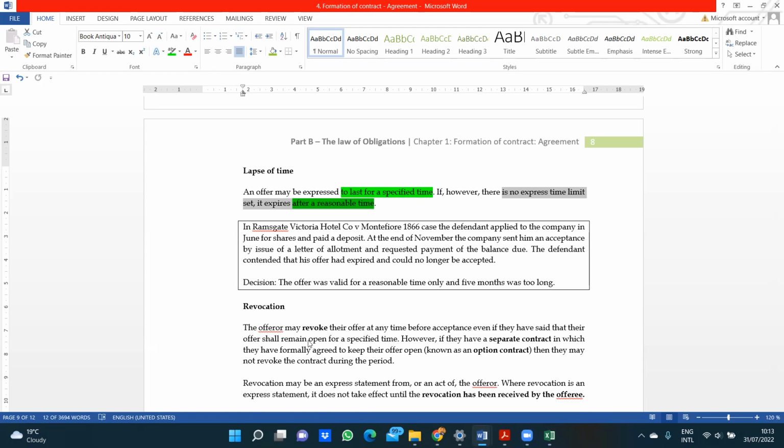Let's say for 1 week, 2 weeks, or even 3 weeks, or even a month. All right? But if there is no express time limit, of course, it has to expire. We can't, for example, send an offer today and wait 2 years for the offer to come back. So it expires after a reasonable period of time.